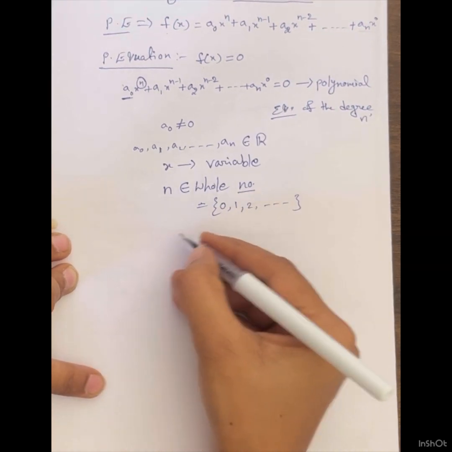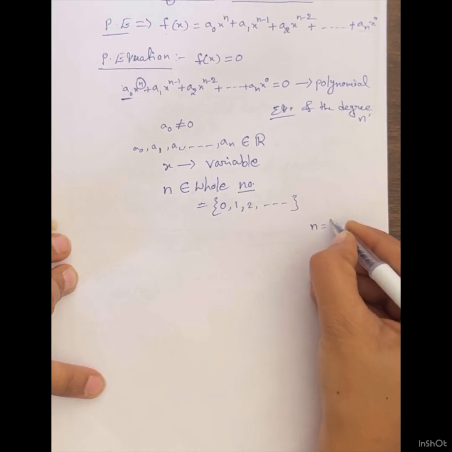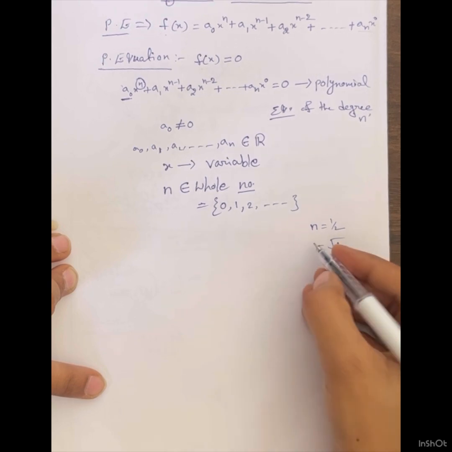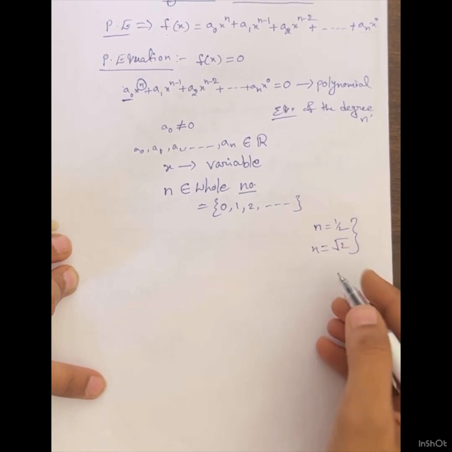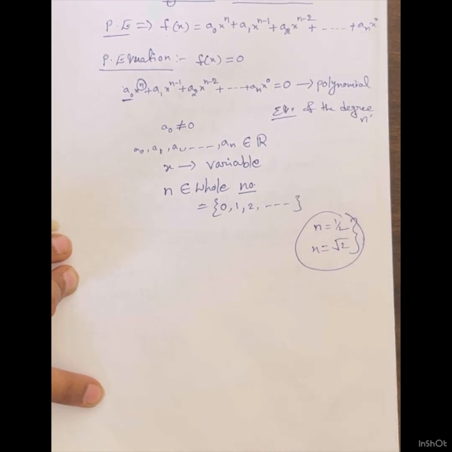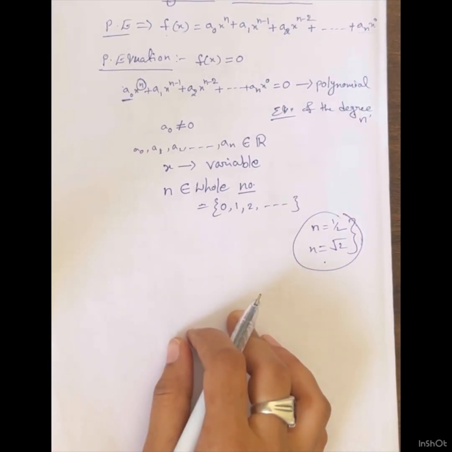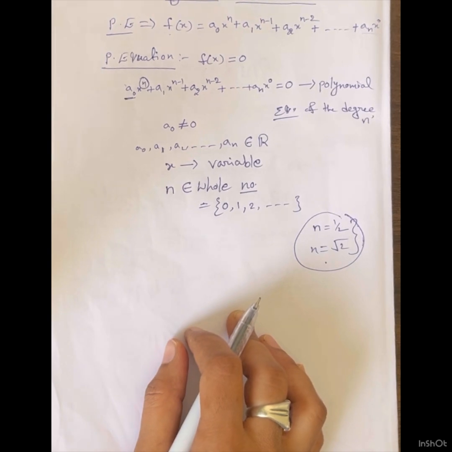If in case they give a fraction or anything of this type in place of n, these are rational numbers. So in case they give this type of numbers in place of n, then that equation is not a polynomial equation.